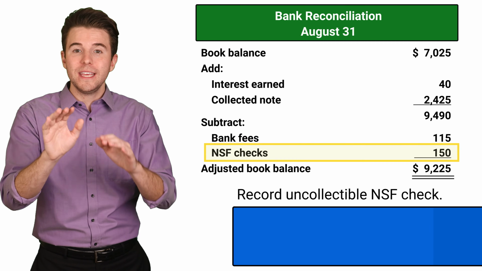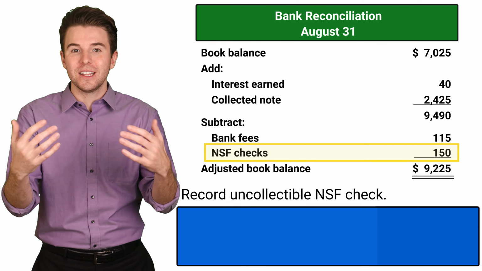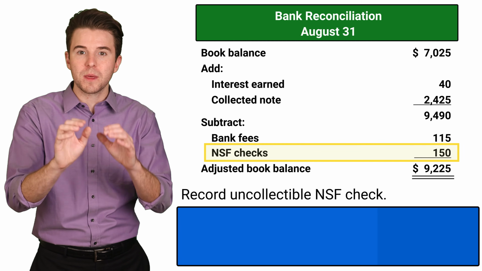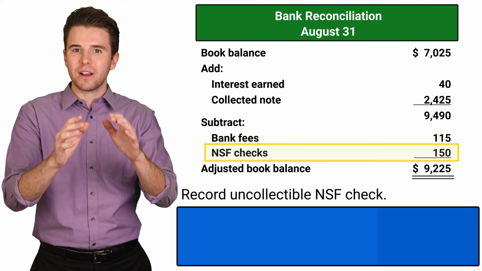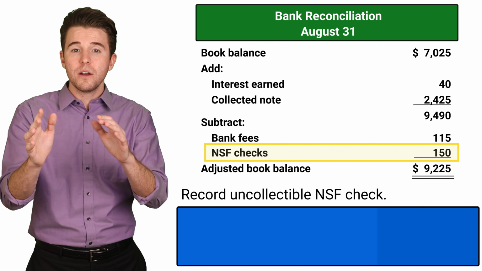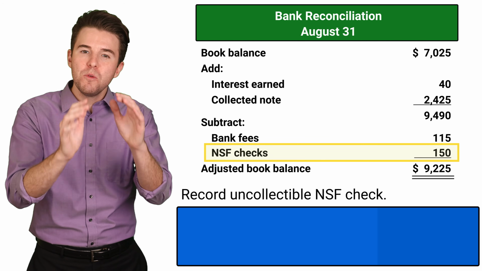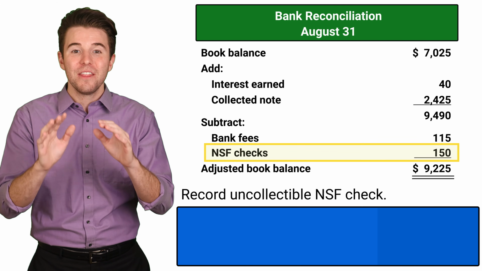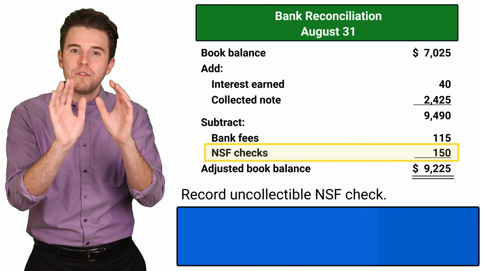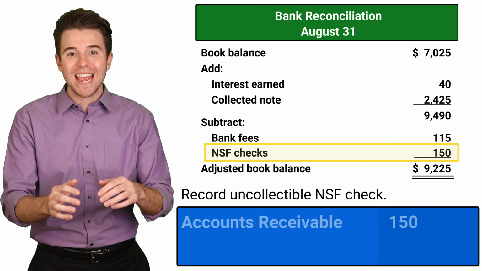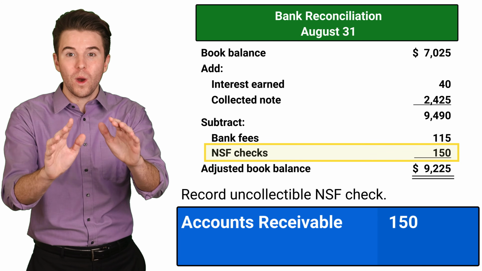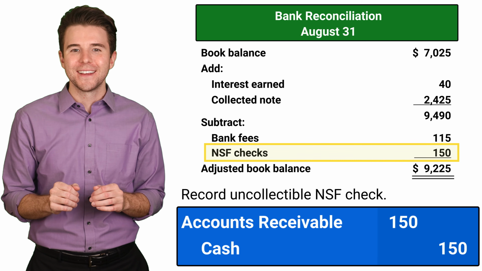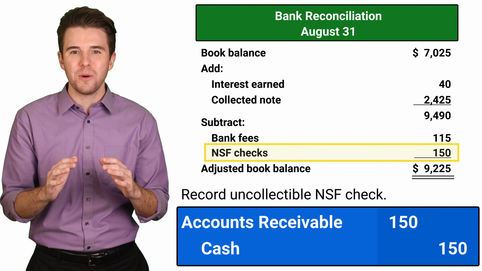Last, we will record the NSF check that is returned as uncollectible. Originally, we recorded the cash as received from the customer in payment of their accounts receivable. The $150 NSF check is removed from our books as the payment was never actually collected. The entry to reverse the effects of the original payment includes a debit to accounts receivable for $150 and a credit to cash for $150. This reinstates the accounts receivable.